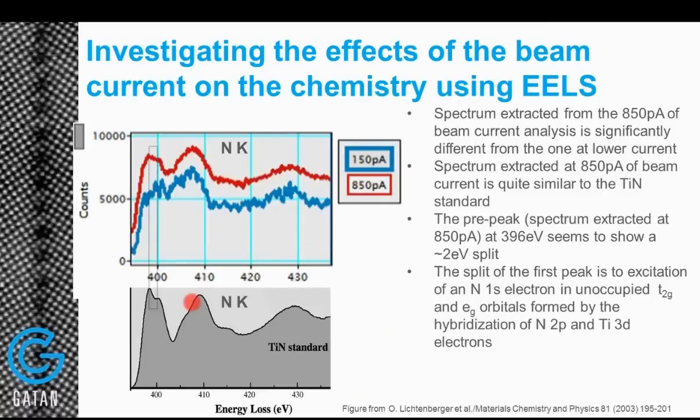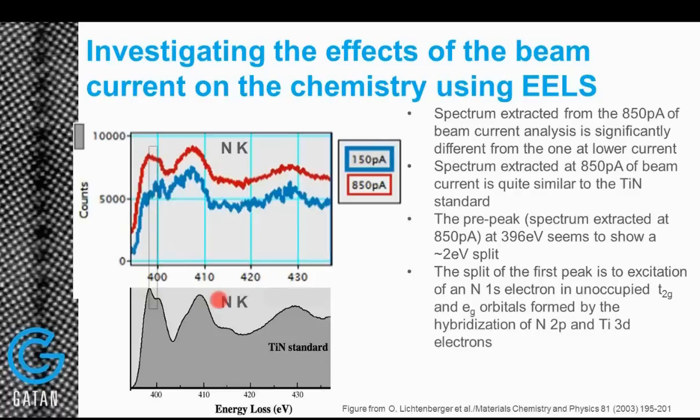The interesting thing that you would notice is that there's a big similarity, but the other interesting thing is that we have a split of this pre-peak, the peak at 396 eV, the pi star peak. The split that we observe in the standard can also be observed in the spectrum taken at 850 picoamp. We would need a little bit higher energy resolution to resolve this region better, but again, we find about a 1.82 eV split in this pre-peak, which is in agreement with what we find in the standard.